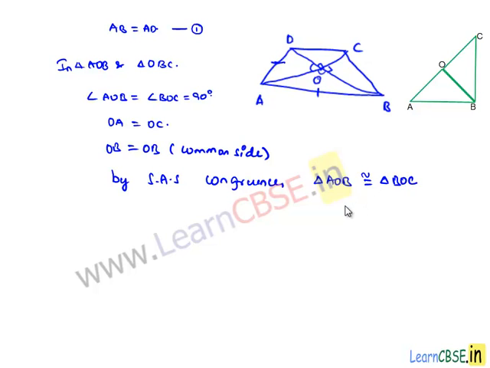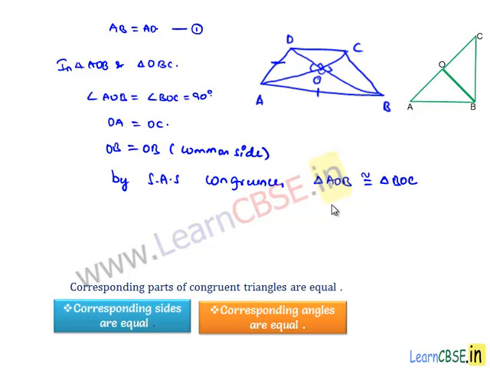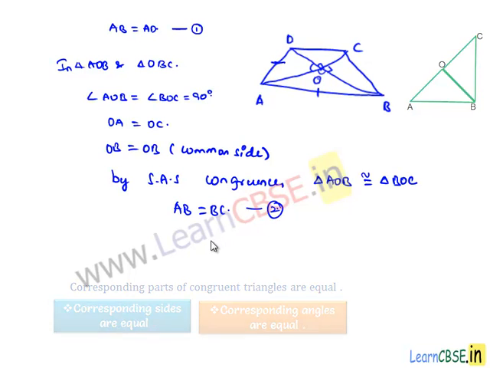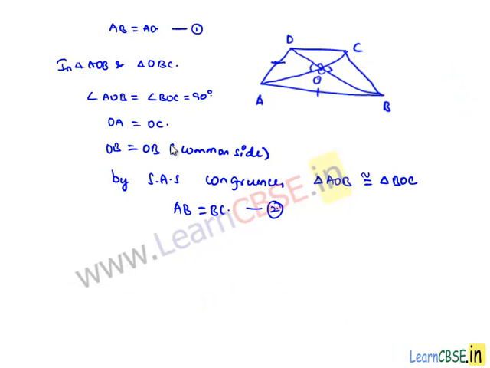And finally, when two triangles are congruent, then their corresponding sides and corresponding angles will be equal. So therefore the corresponding sides AB will be equal to BC. Let us name it as equation number 2. Then from equations 1 and 2 we get AB is equal to BC is equal to CD. Let us name it as equation number 3.